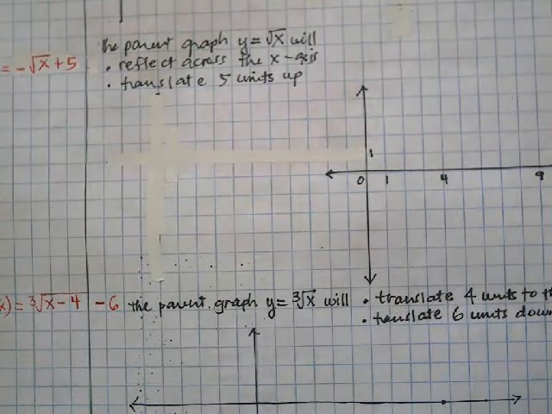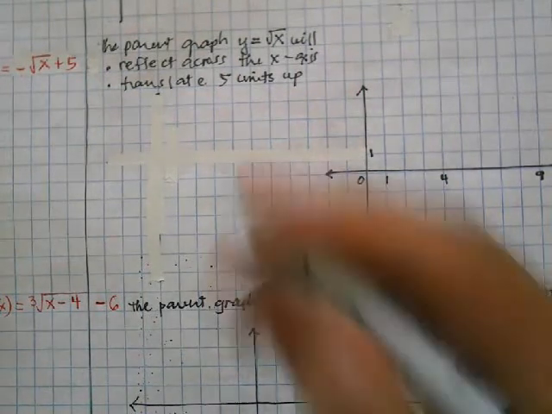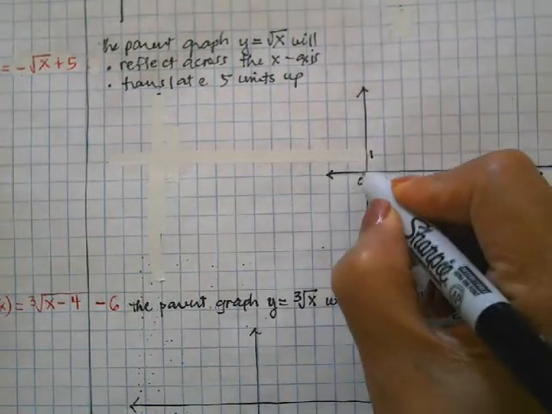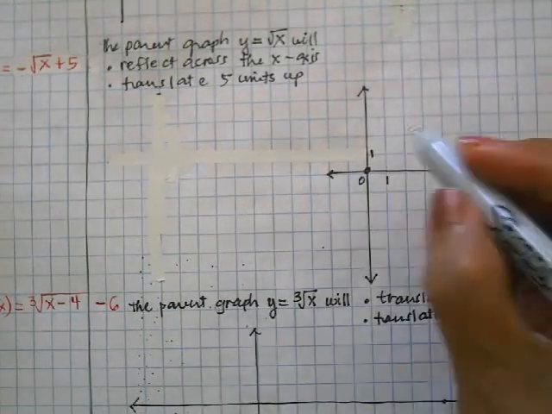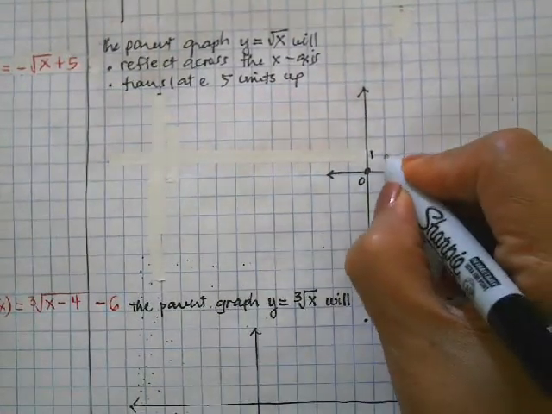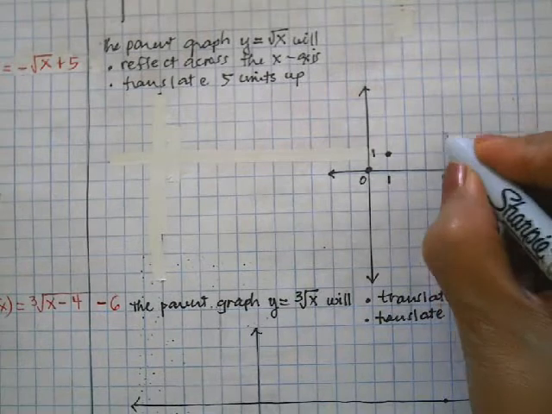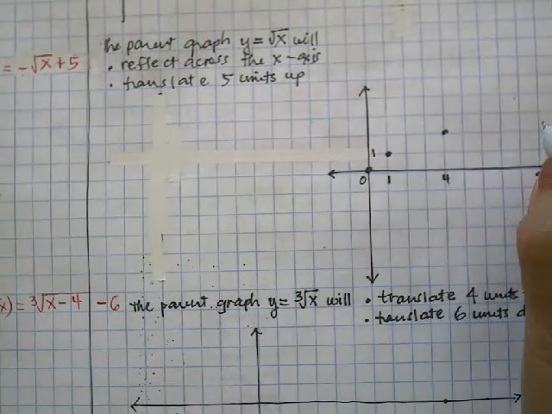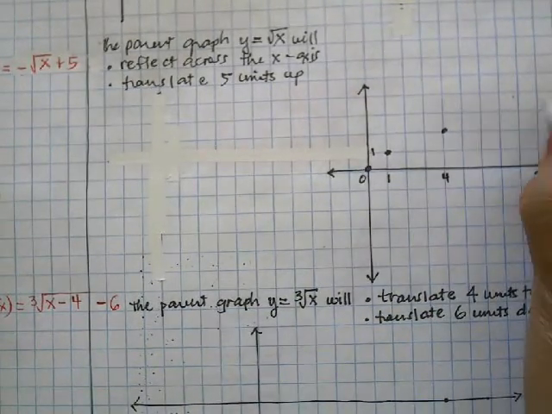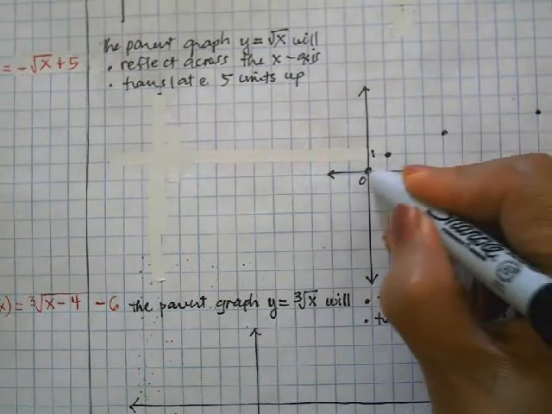Square root of x is half a parabola opening to the right. The points are 0, 0. It's the inverse of our parabola: 1, 1; 4, 2 instead of 2, 4; and 9, 3. So this is our parent graph.